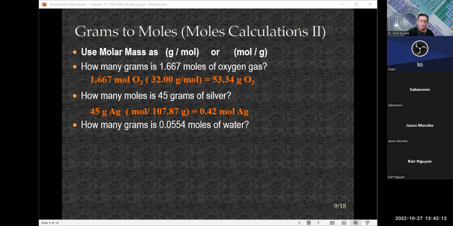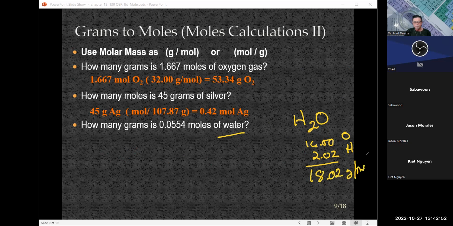All right, here we go. How many grams is 0.0554 moles of water? Obviously we need to figure out the formula for water. We all know that is H2O. From that, we need the molar mass. We got 16 grams from oxygen. We got 2 hydrogens, each one is 1.01, so we get 2.02 for the hydrogens. So the molar mass for water is 18.02 grams per mole.